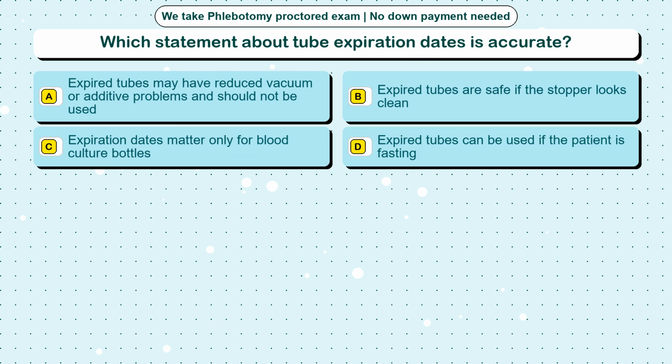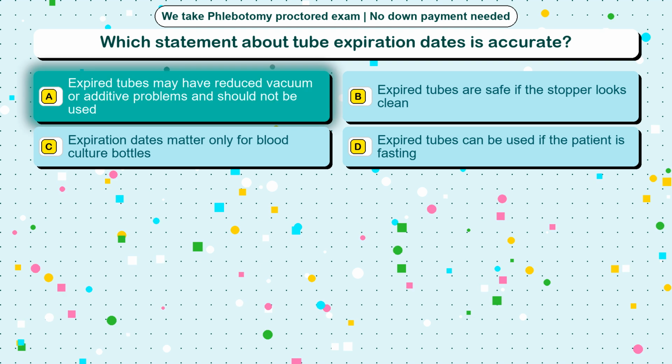Question 89. Which statement about tube expiration dates is accurate? Option A. Expired tubes may have reduced vacuum or additive problems and should not be used. Option B. Expired tubes are safe if the stopper looks clean. Option C. Expiration dates matter only for blood culture bottles. Option D. Expired tubes can be used if the patient is fasting. The correct answer is option A. Expired tubes may have reduced vacuum or additive problems and should not be used.